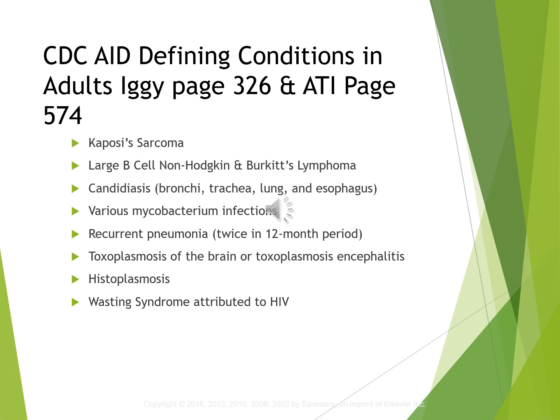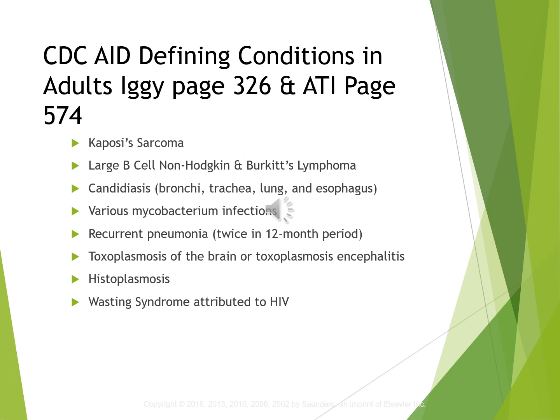The first one is Kaposi sarcoma. That is actually a type of cancer. We don't typically see it in normal healthy people that have a functioning immune system, but it does affect the skin, so they look like they have little wounds all over them. Large B-cell non-Hodgkin's lymphoma or Burkitt's lymphoma are something that they're prone to.